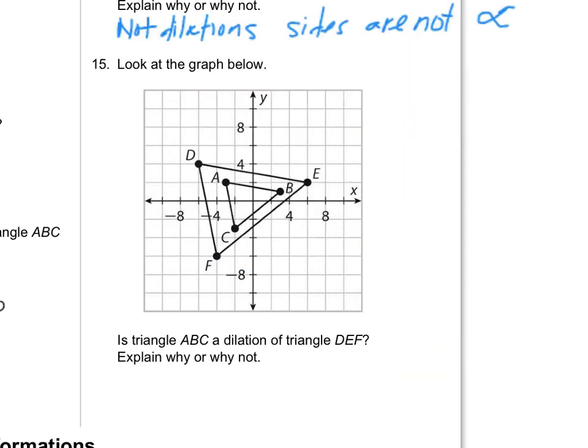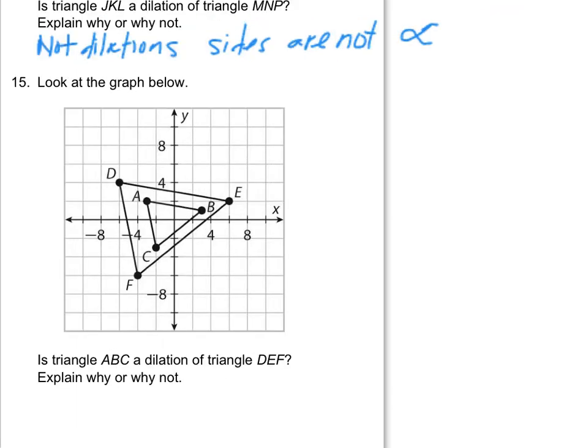Problem number 15. They're asking us to take a look at another graph, and they want us to find out if the triangle ABC is a dilation of triangle DEF. This problem, none of the lines are horizontal or vertical, so we are going to have to use distance formula here. So our pre-image is ABC.